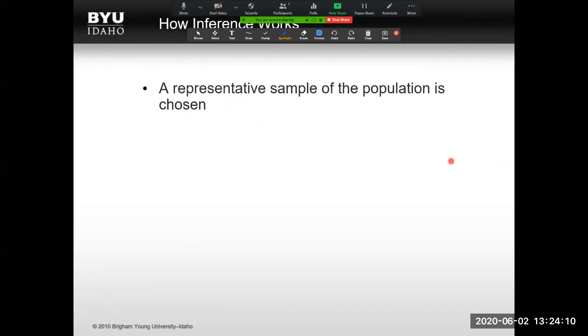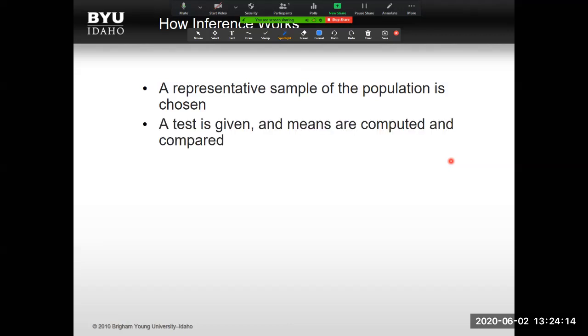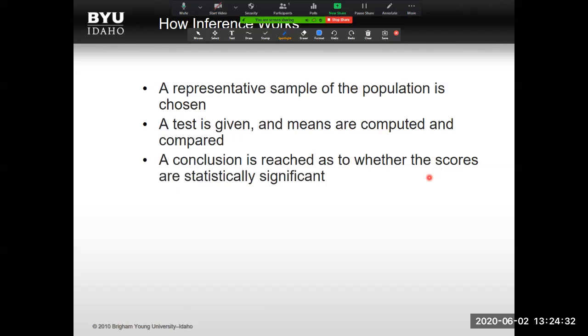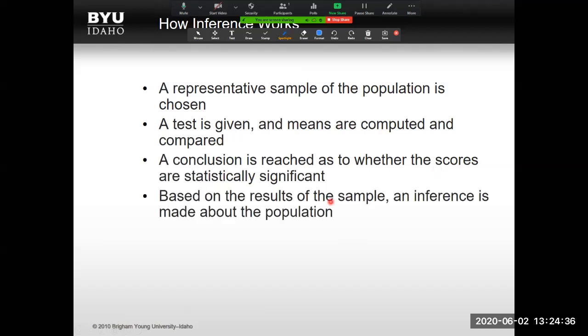Okay, so how does inferential statistics work? You take a representative sample of the population. Then you give them some kind of test. And then you have to compute the mean, right? Because the central limit theorem says that even if the sample isn't normally distributed, you can't assume normality, but the means of those samples are normally distributed. So you get a mean or a correlation or something like that. And then you decide, is it statistically significant? Is it anything?